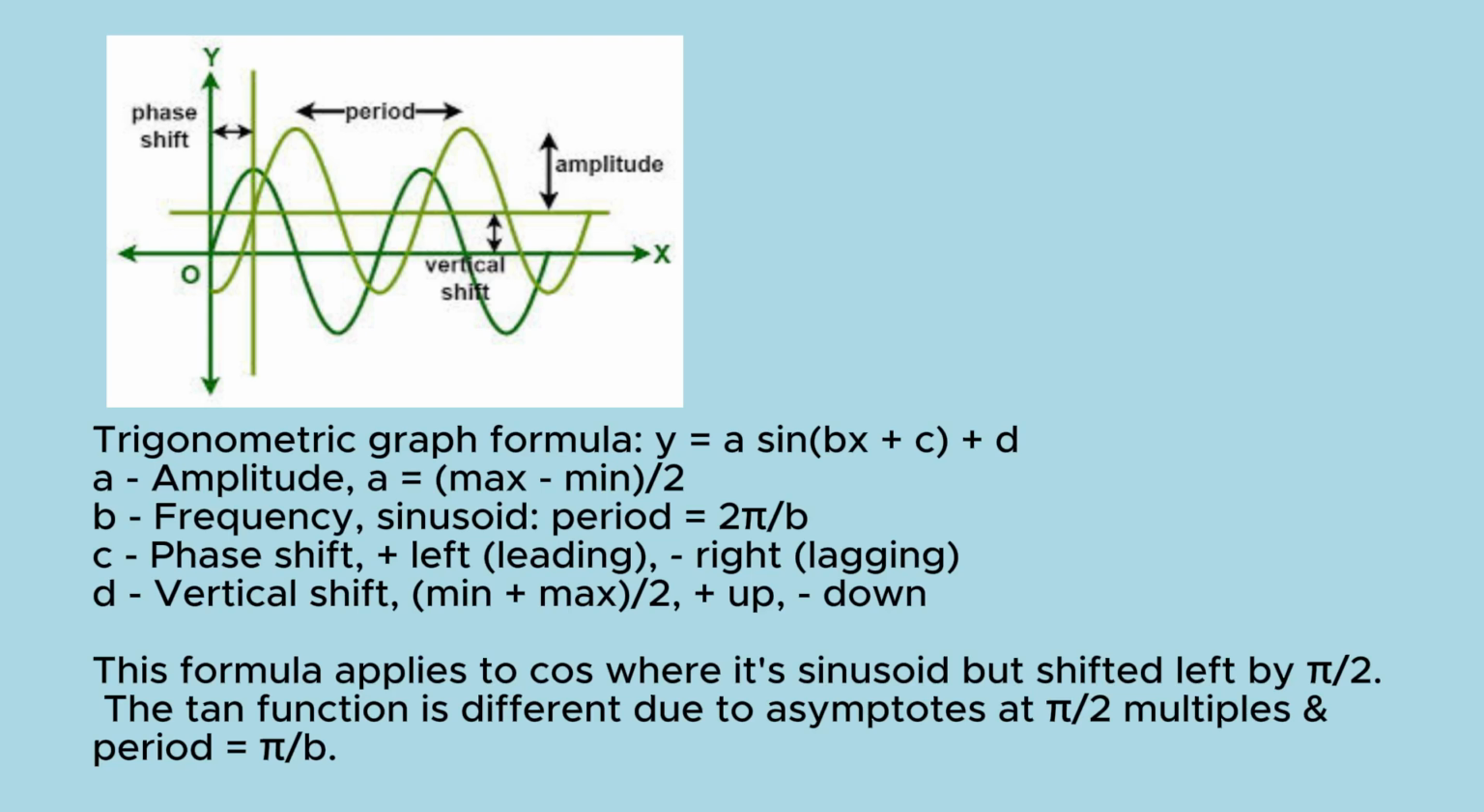For example, this formula can be applied to cosine, since it's also a sinusoid like sine, but it's shifted to the left by half a pi. The tangent function is different due to having asymptotes at half a pi multiples and having a period of pi over b. That's why we mostly focus on sine and cosine because of this.